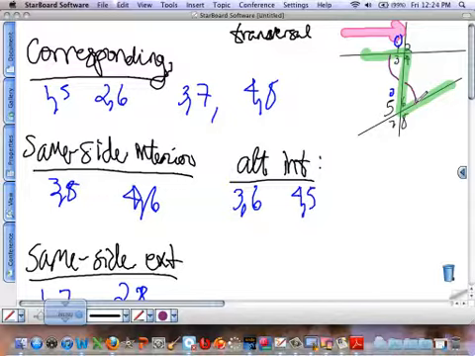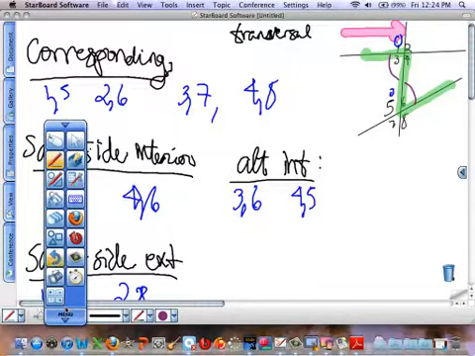In fact, it even works in the opposite direction. It's a little weirder, but it's the same concept. I have a backwards Z. Again, if I look at the corners of my Z, I have my alternate interior angles. It's a really easy way to identify alternate interiors. If you've got the Z, you've got an alternate interior.